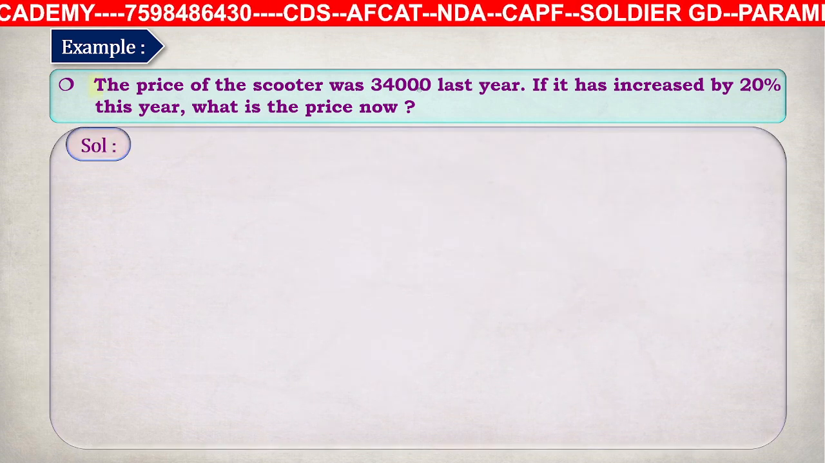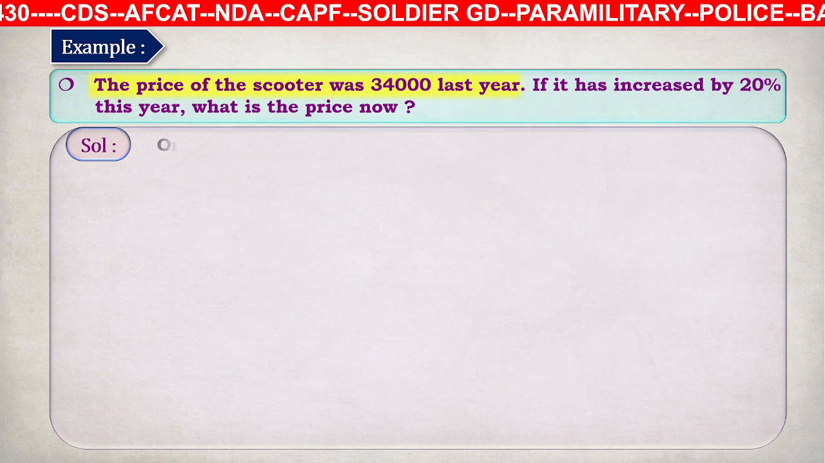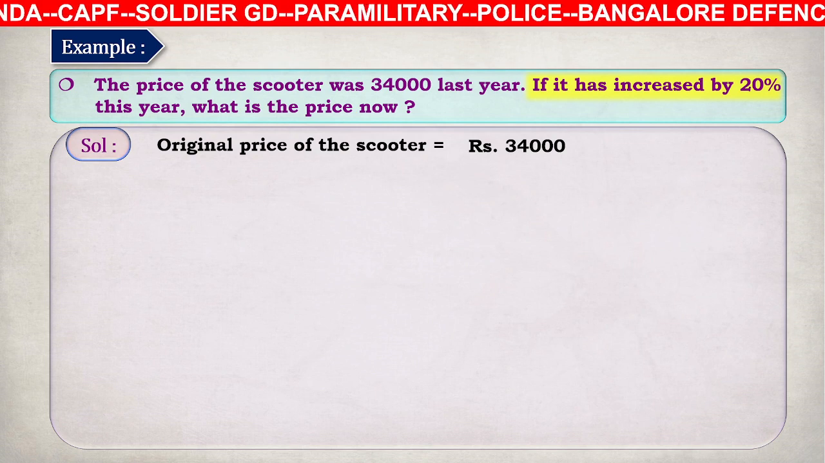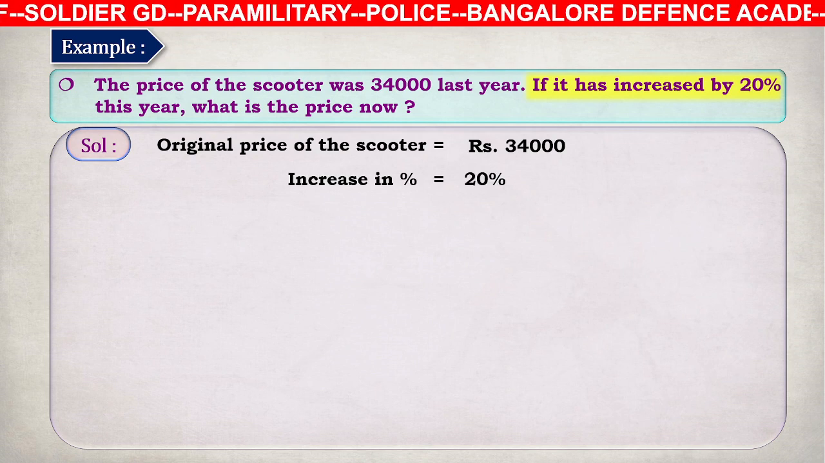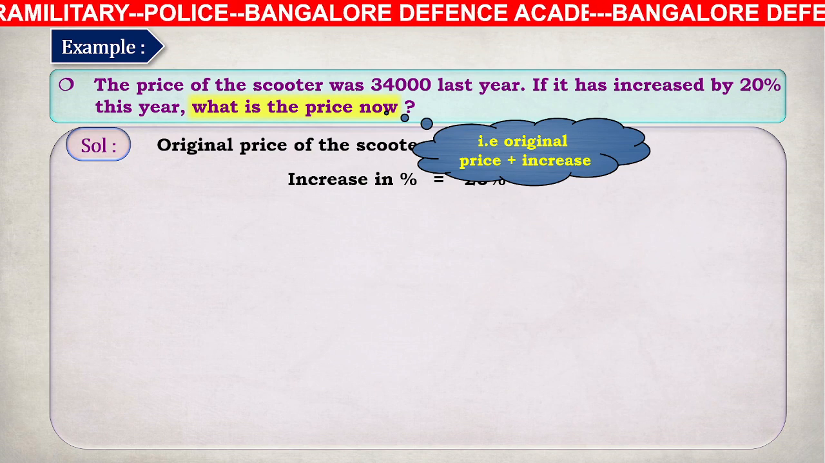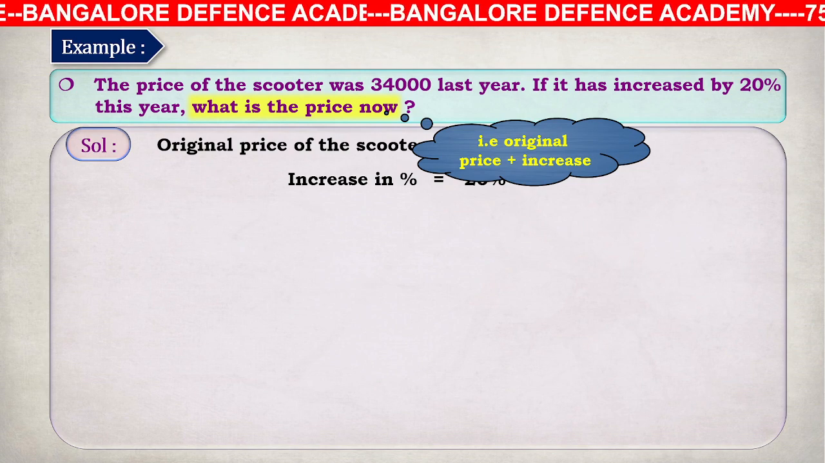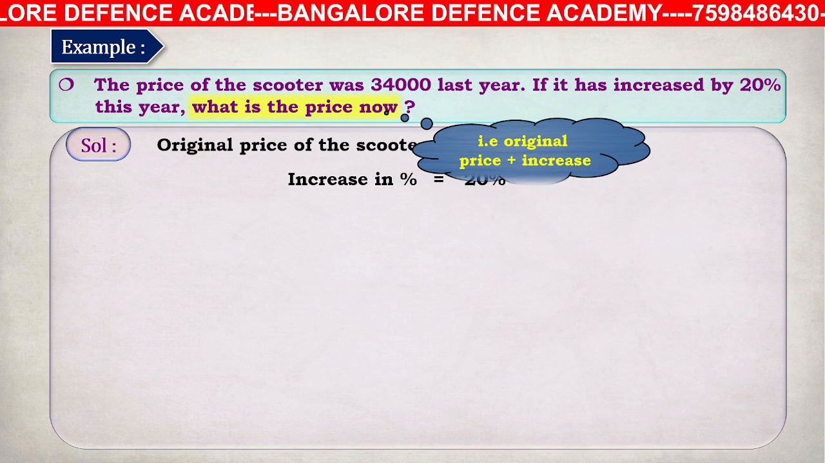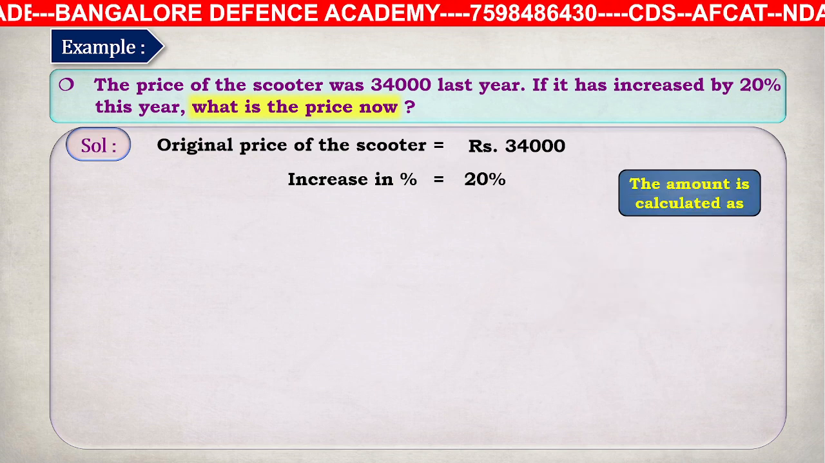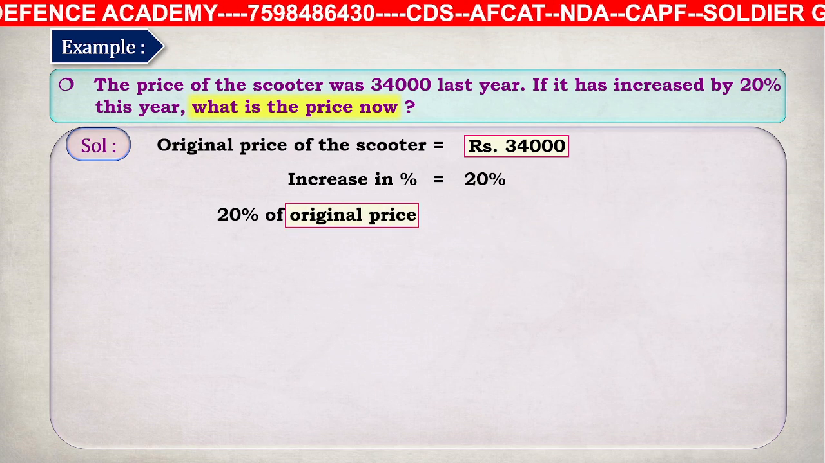Now let us see how we are going to solve it. The original price of the scooter is 34,000, right? Now the cost increased by 20%. If you want to find the new price, you have to add the original price and the increased price. So the target here is to find the increased price. How am I going to do it? The amount is calculated as 20% of its original price. So what happens?